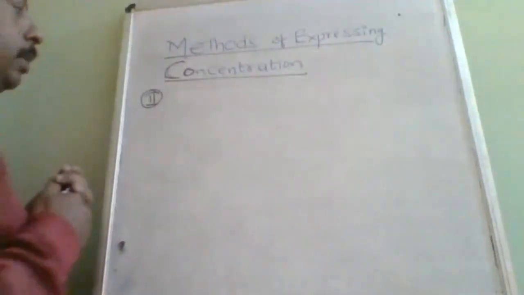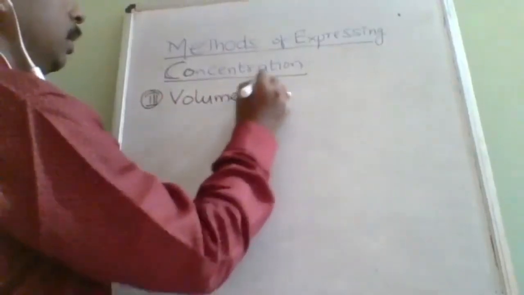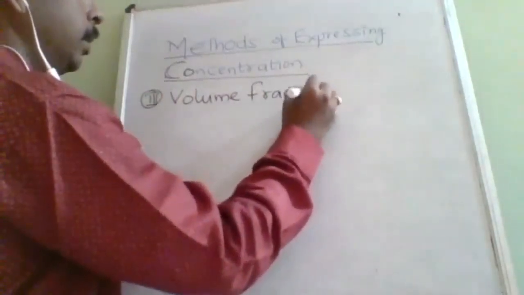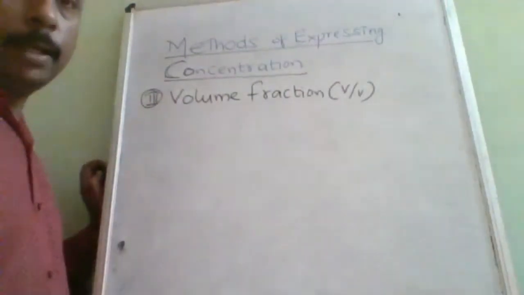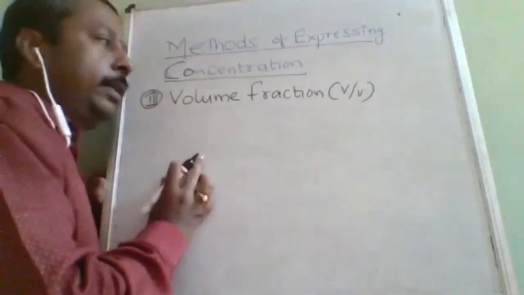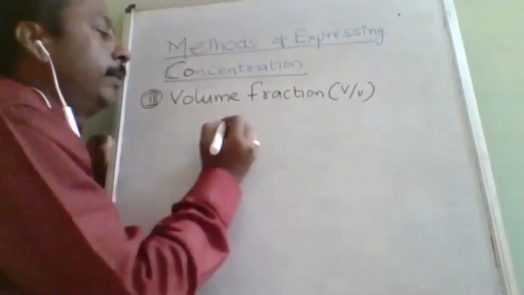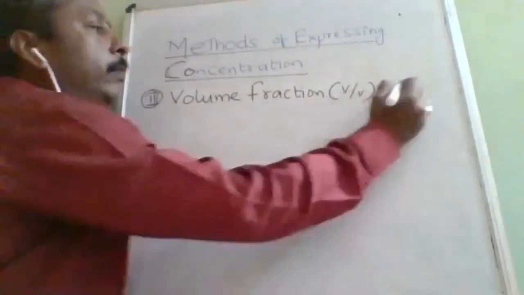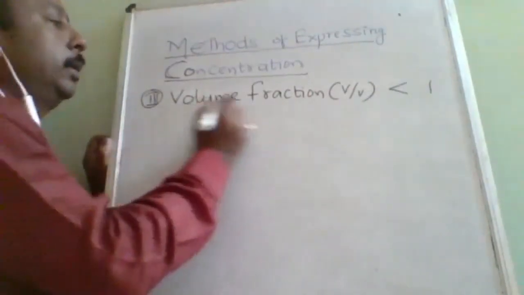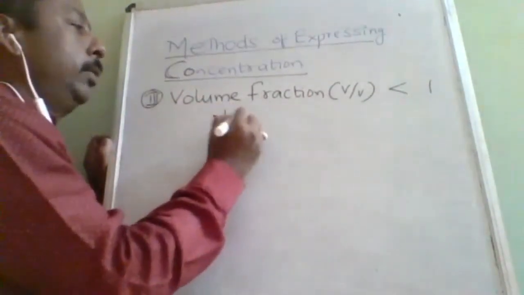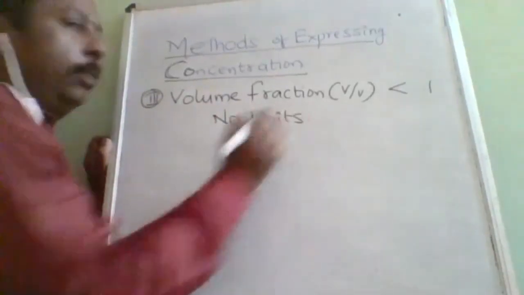Now coming to the third. Third one is volume fraction. It is denoted by V by V. So V by V is the volume fraction. Again, I told you it will always be less than 1. And since the word fraction is used, there are no units at all.